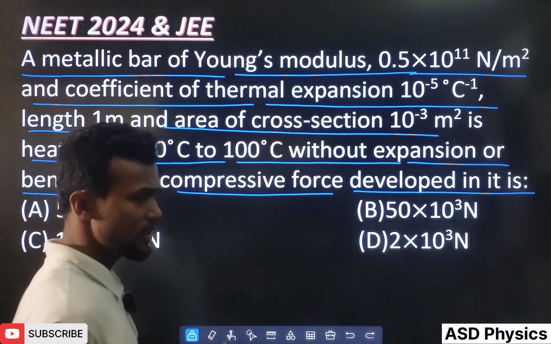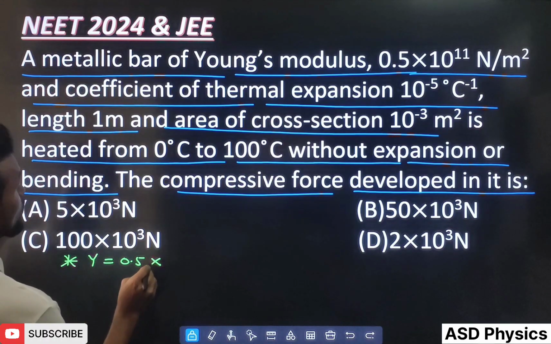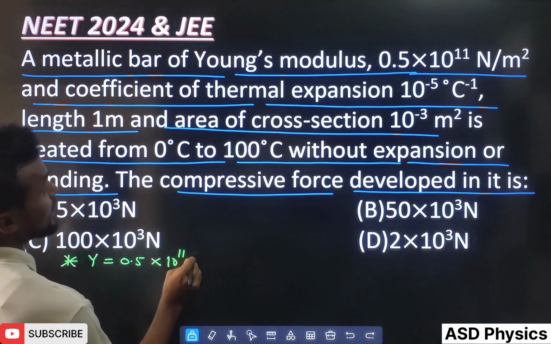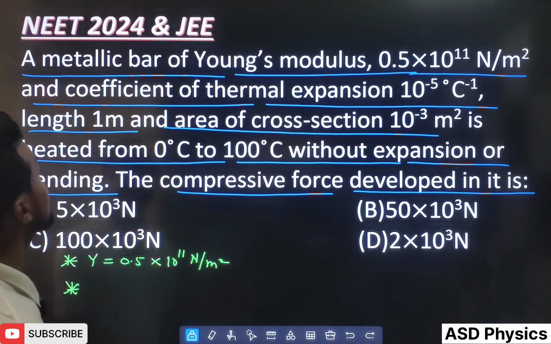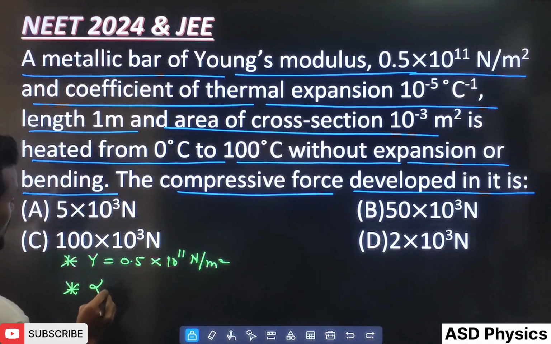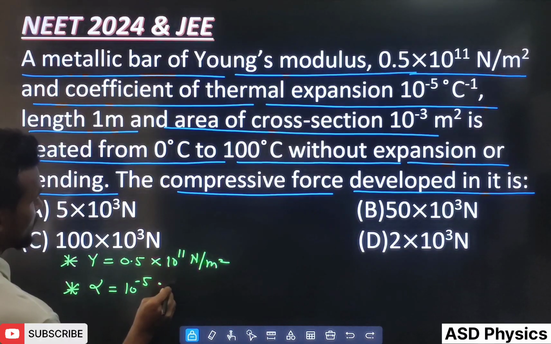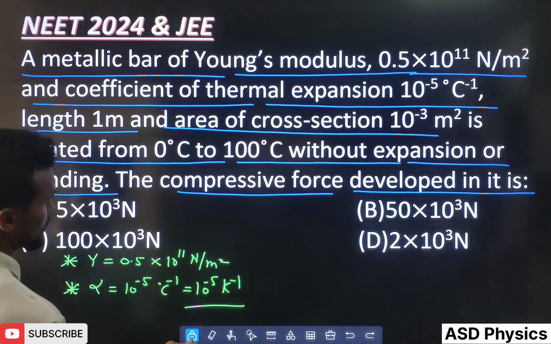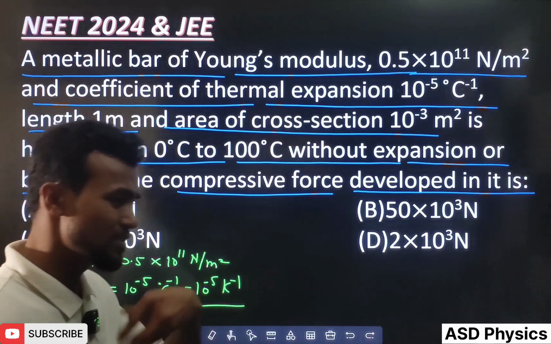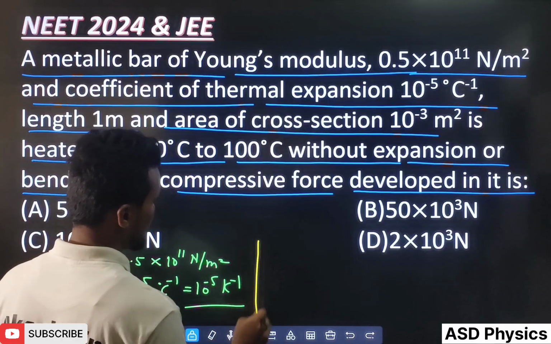Okay, students. So here, first I'll note down the data. What is given here? The Young's modulus is 0.5 into 10 to the power 11 Newton per meter square. After that, the coefficient of thermal expansion, alpha, is 10 to the power minus 4 per degree Celsius. Even you can write 10 to the power minus 5 per Kelvin also, no problem, because the temperature difference in Kelvin scale and degree Celsius scale is the same. That's why we are writing this.